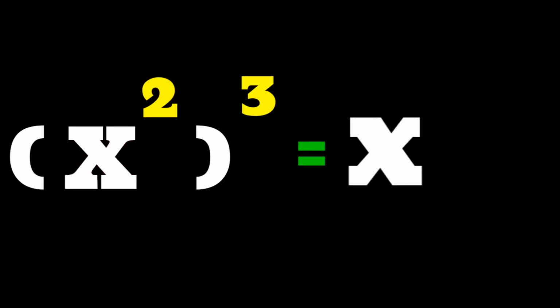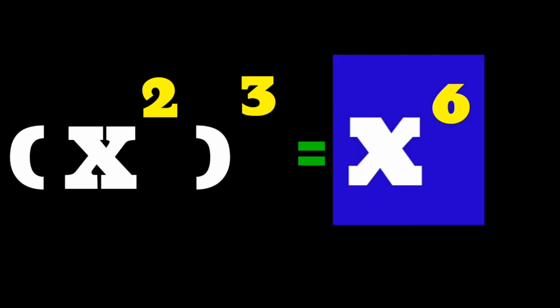Example 1. x squared raised to the third power. Copy the base and multiply the exponents. 2 times 3 equals 6. And the final answer is x to the sixth power.